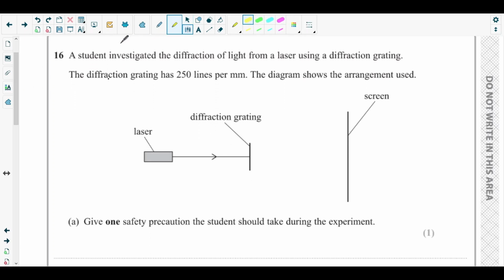Here the question says, a student investigated the diffraction of light from a laser using a diffraction grating. The diffraction grating has 250 lines per millimeter. The diagram shows the arrangement used. Here we can see the diagram of the arrangement. A laser light has been directed on a diffraction grating, and then the light will diffract as it passes through the grating, and a diffraction pattern will be seen on the screen.